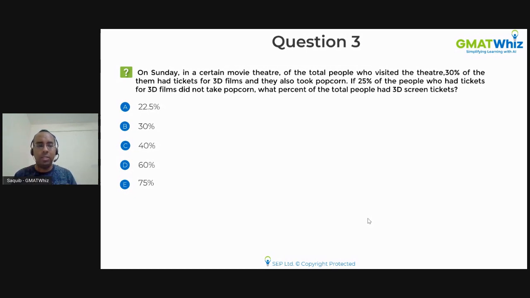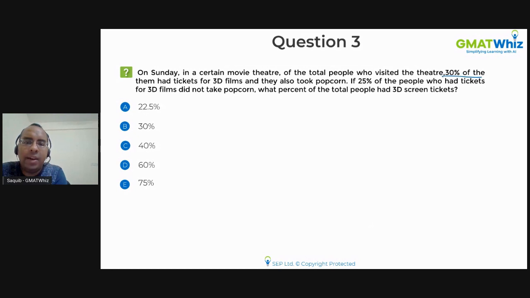Notice in this question, there are people who are taking popcorn, not taking popcorn, right? And we also have a 3D movie and not 3D movie. Though not 3D is not mentioned explicitly, it's understood that all of them are not watching 3D movies. So what you can do here, and I'm doing it a bit quickly because this is similar to the previous one.